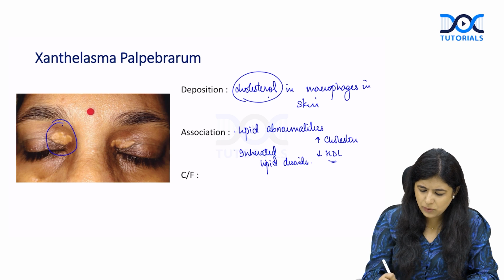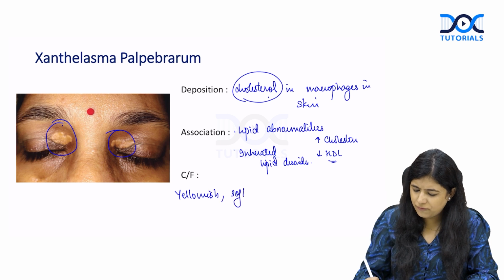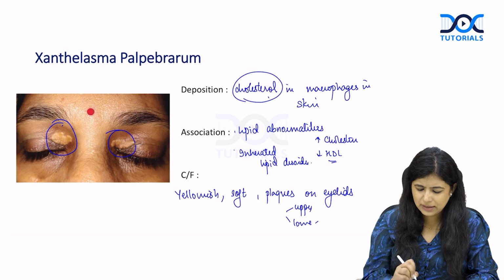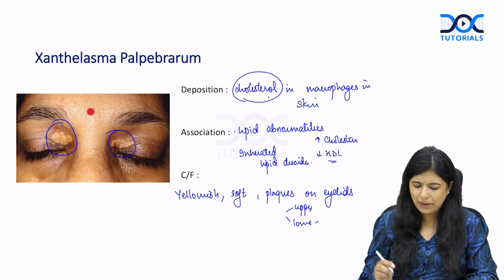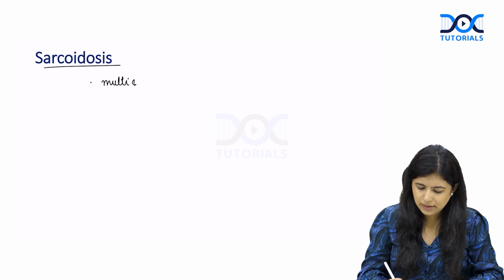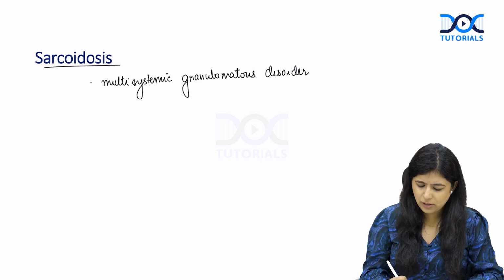What do you see clinically? You see these yellowish plaques on the eyelids. So these are yellowish, soft plaques on the eyelids, can be both upper and lower eyelid. These are Xanthelasma palpebrarum. So next we come to sarcoidosis, which is a multi-systemic granulomatous disorder of unknown etiology.